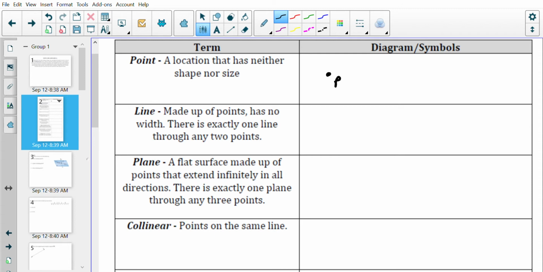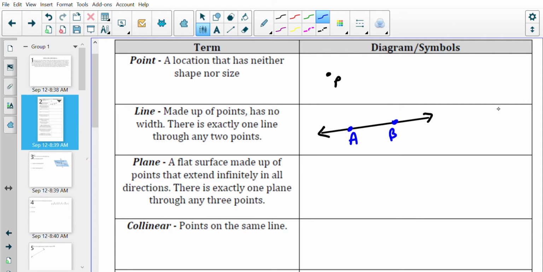A line is made up of points with no width, exactly one line through any 2 points. So we have here basically something that goes off straight forever and ever in both directions. And it says one line through any 2 points, so I can place 2 points anywhere on the line. Point A, point B, so there's a line.